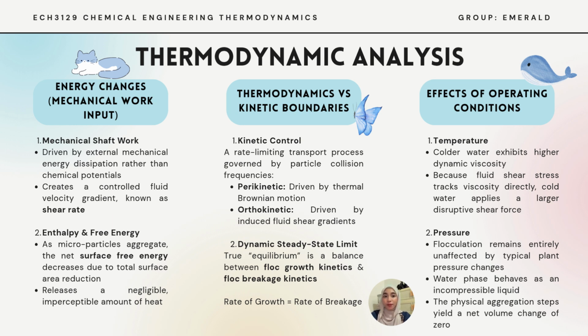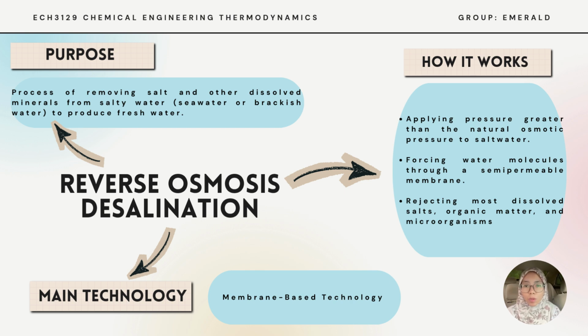Finally, let us consider the impacts of operating conditions. Temperature has a significant effect. Colder water exhibits higher dynamic viscosity. Because fluid shear stress correlates directly with viscosity, colder water applies a larger disruptive shear force to the flocks, making them more prone to breakage. Pressure, conversely, has no effect on the process. Flocculation remains entirely unaffected by standard planned pressure changes. This is because the water phase behaves as an incompressible liquid, and the physical aggregation steps yield a net volume change of 0.